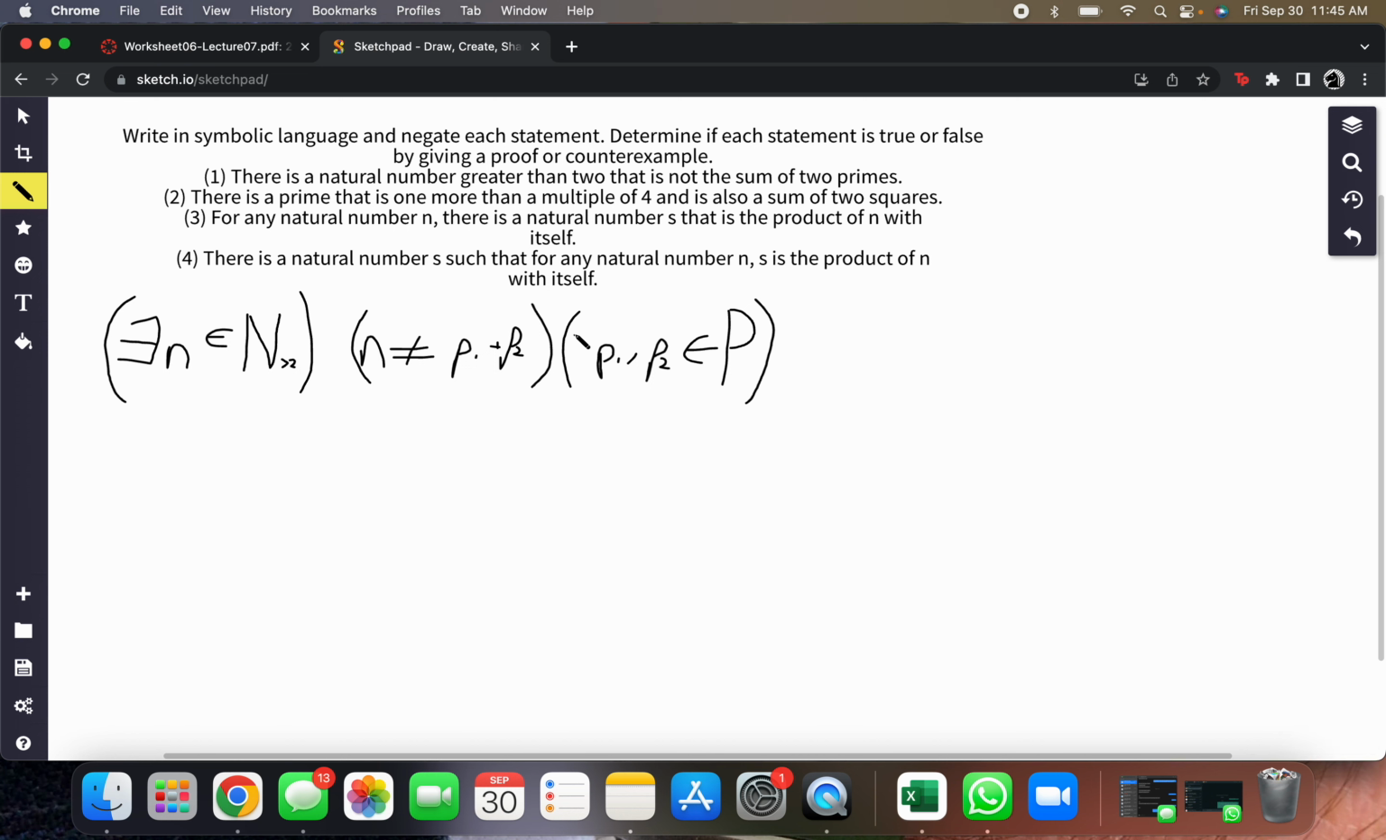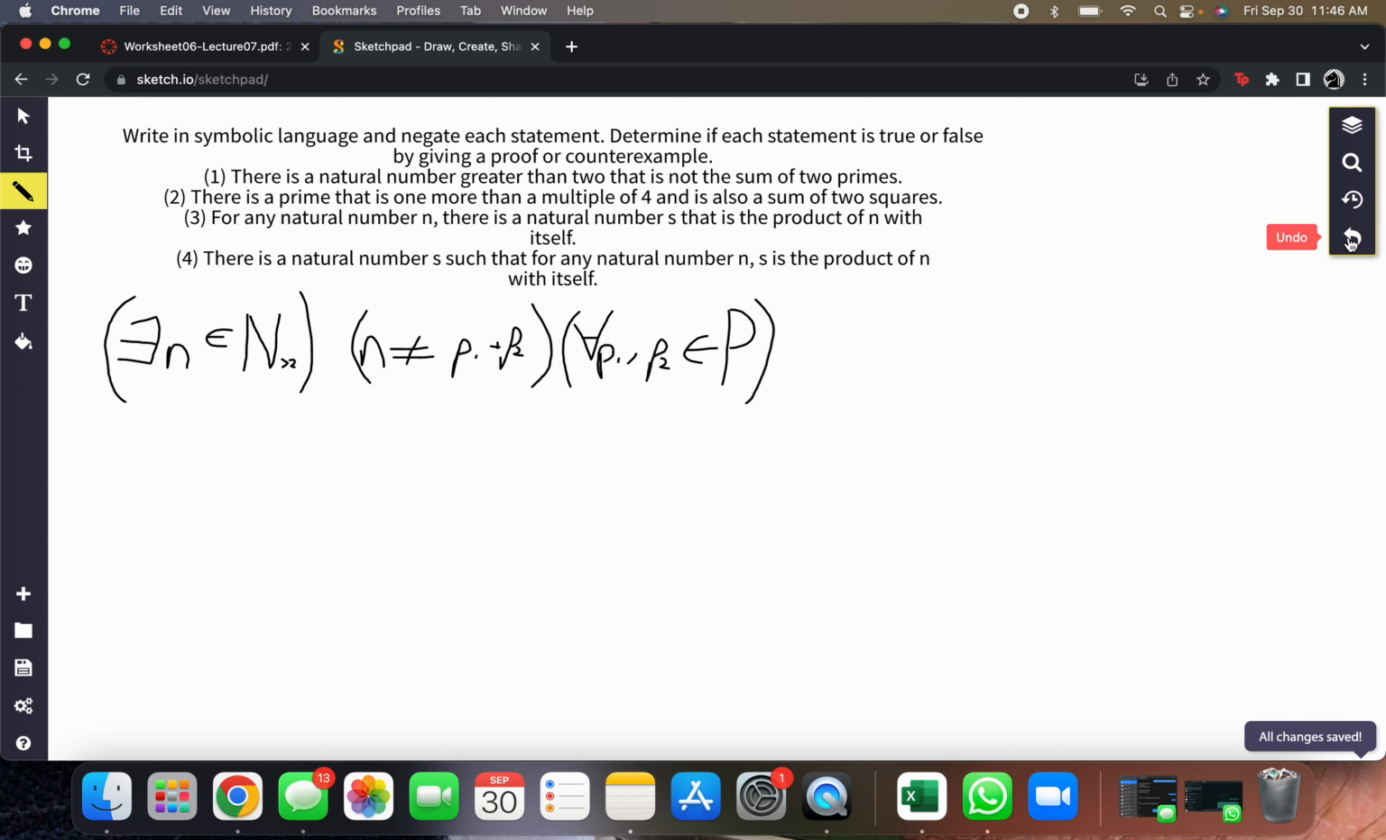Is it for specific p1 and p2, or for all p1 and p2, for all prime numbers? I'm going to tell you the answer and then I'll explain it. So the answer here is that it's going to be for all primes.